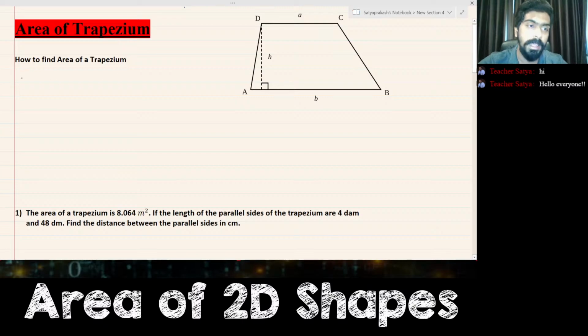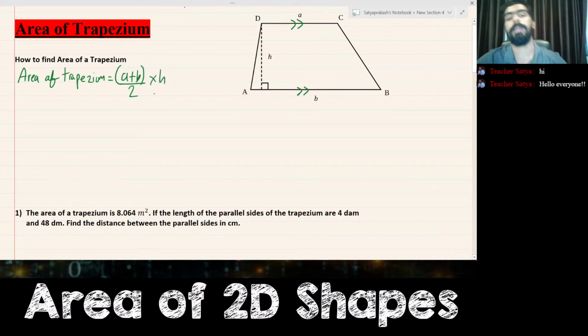Alright guys, so in order to find the area of trapezium, or a trapezoid, is equal to the sum of the parallel sides. So these two sides are parallel with each other, A and B. Alright, so we take A plus B divided by 2 multiplied by height, right guys? So sum of parallel sides times height divided by 2.